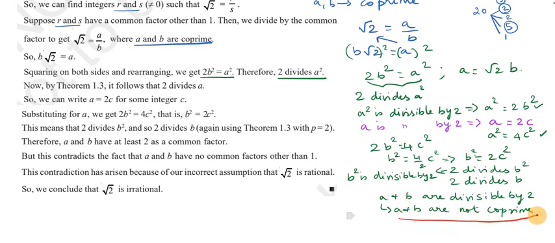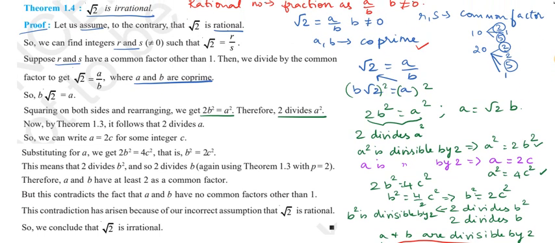This is wrong because we have considered a and b to be co-prime. In this case we see that a and b have another factor other than 1, so they are not co-prime. So we say that our assumption is false. If this assumption is false, then it means that root 2 being rational is also false. Then we can say that root 2 is irrational.